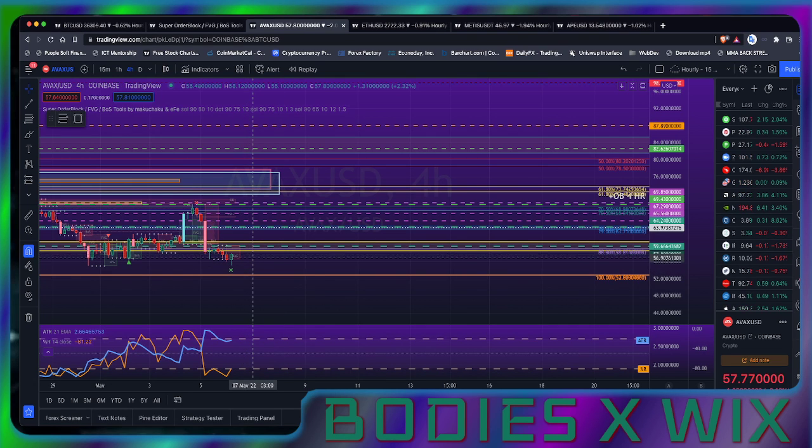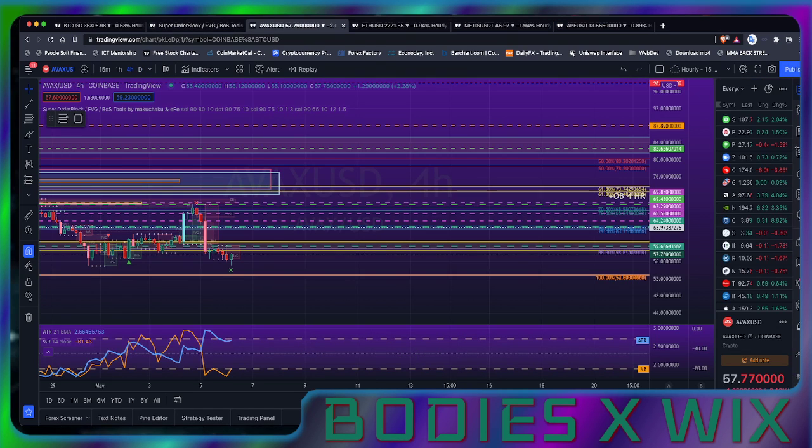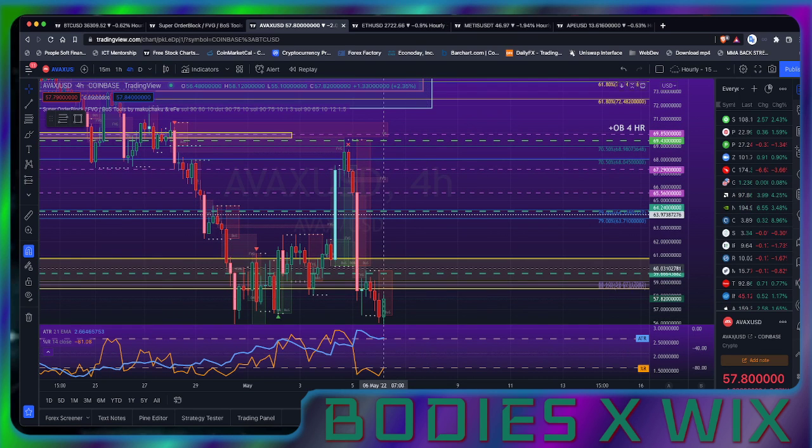Okay, so wow. And also APE. Well, let's go back to AVAX anyway, and let's see what's possible here before we shut this one down. Again, probably halfway through. Let's see here. We got this is a 4-hour chart. I would assume the 4-hour fair value gap.